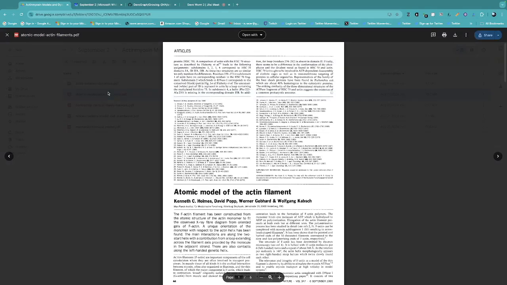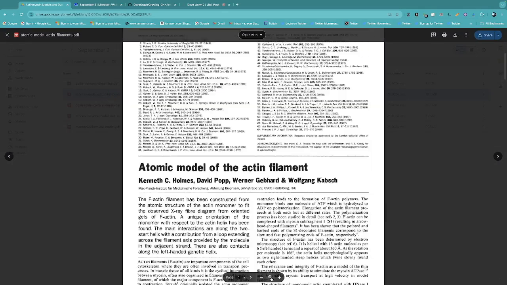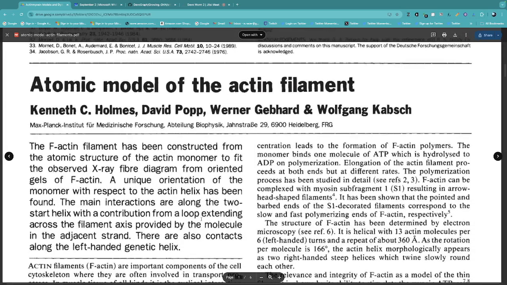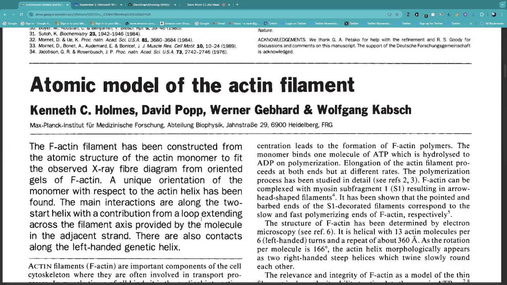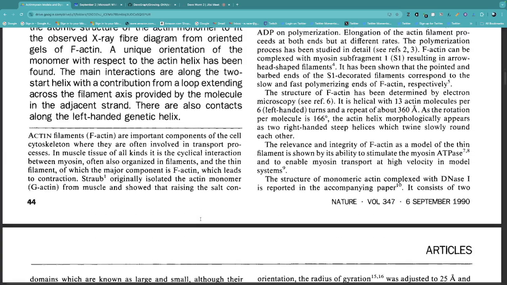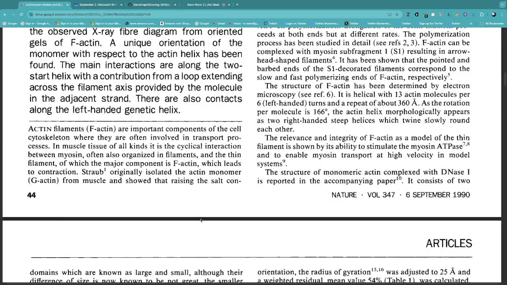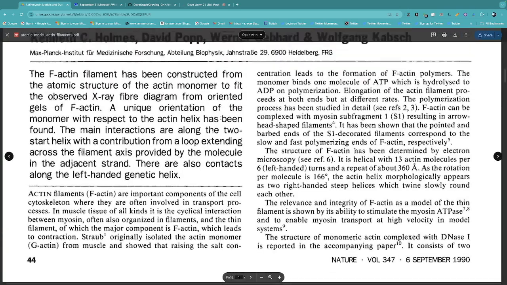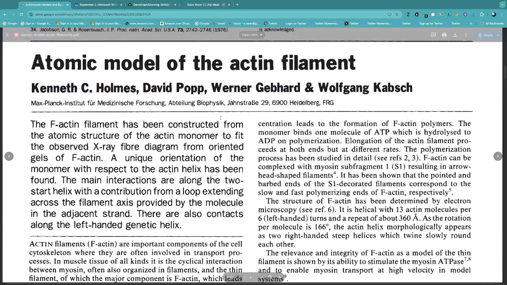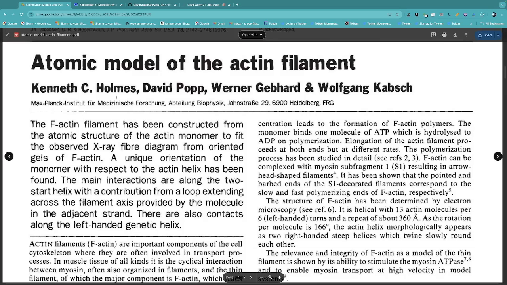Of course, we have different ways of modeling these networks, so there are different approaches and strategies that people use. In this case, they're building an atomic model of the actin filament. This paper is from 1990, so it's a long time ago. It's from Nature, and it's actually an interesting paper because it talks about actin filaments as an atomic model. There are going to be different types of models we're going to talk about. The first is the atomic model. And this just means that you have these atomic components that are used to model the actin filament.